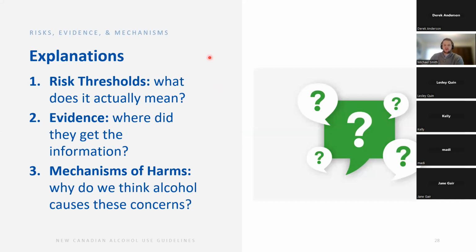Okay, so you have seen the guidelines, and the lecture could probably end there if you just wanted to know what the information was. But you probably have lots of questions about what it all actually means, where the information comes from, and how it all works. So in the next section, we're going to dive into answering all these questions, talking about risk, the evidence, and then the mechanisms of harm.